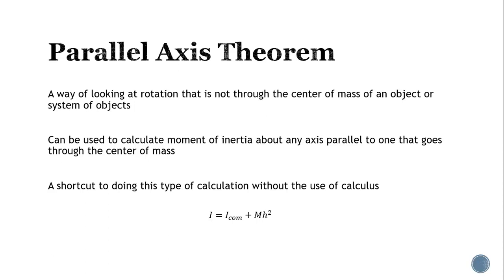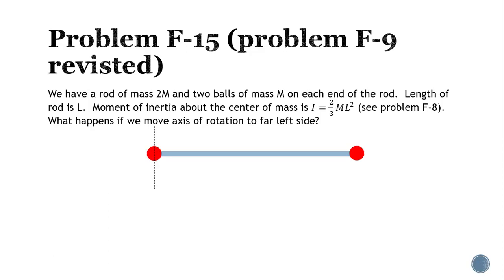And the way to do this is that I about an axis parallel to an axis that goes through the center of mass is equal to the moment of inertia about an axis through the center of mass plus the mass of the system of objects times h squared, where h is the distance between these two axes. So let's look at how this works in a couple of sample problems.